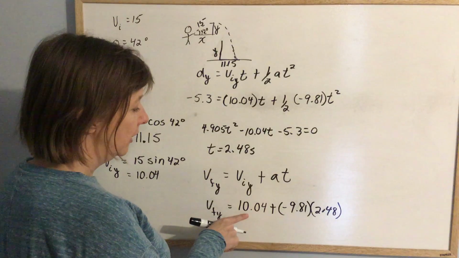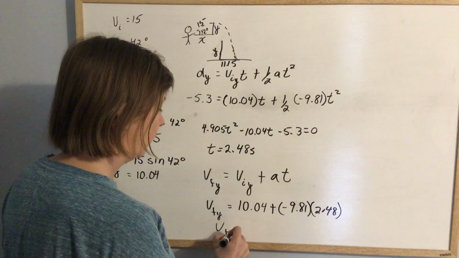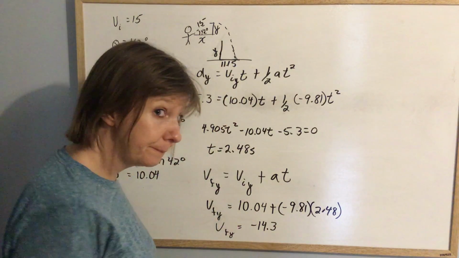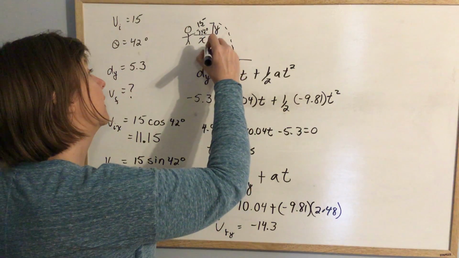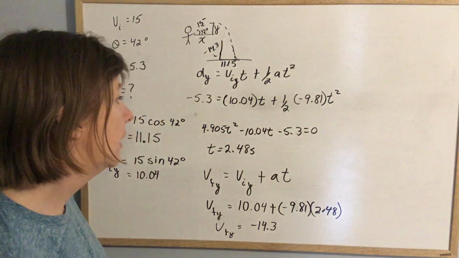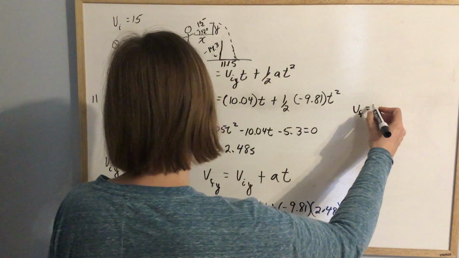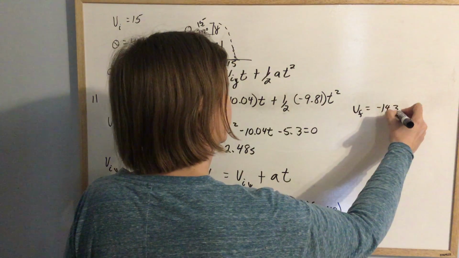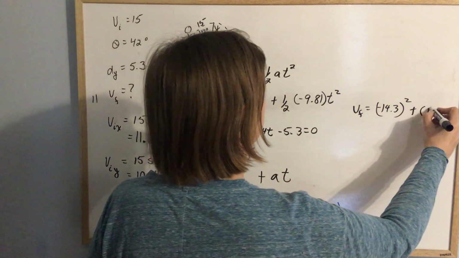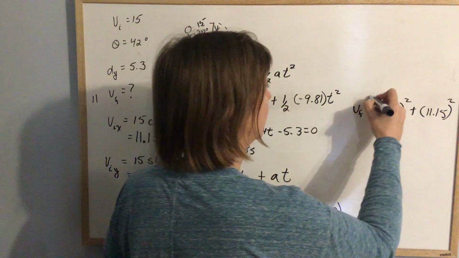So when I do this, I'm actually going to end up doing 10.04 minus this. So my final velocity in the y direction for me ended up being negative 14.3. All right, so this is negative 14.3. And again, it makes sense because it's falling, so negative. Now, so final velocity then is going to be negative 14.3 squared, which is going to be a positive anyway, plus 11.15 squared. And then I'm going to take this square root.